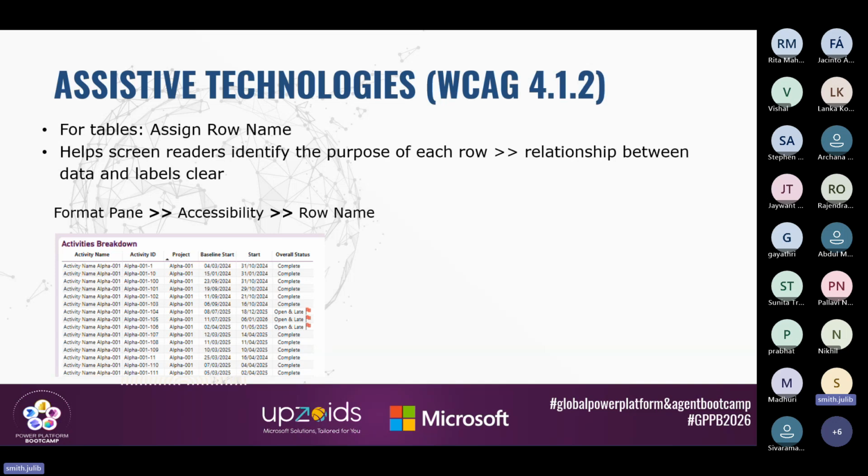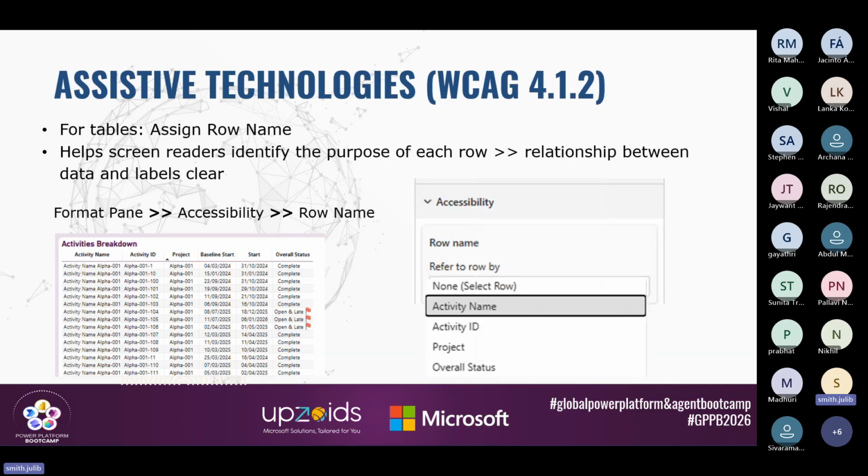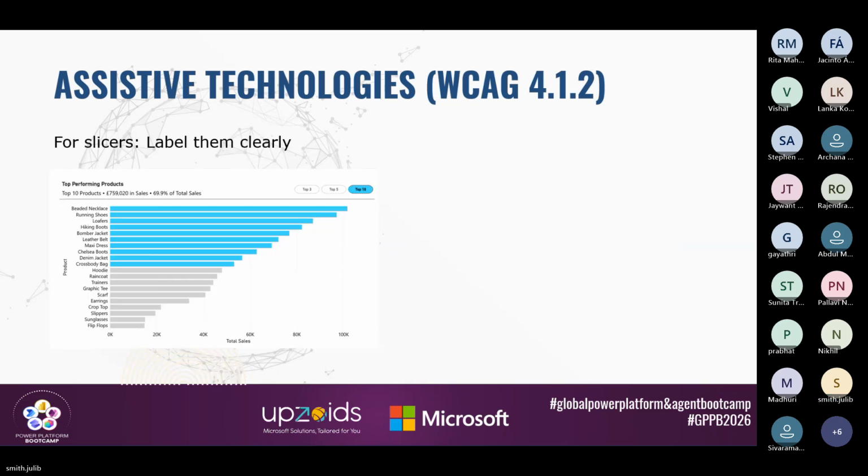And then if you're working with tables, we also have to look into the format pane under accessibility and select the row name. The row name helps the screen readers to identify the purpose of each row that you have in your table. So it's like a relationship between the data and a clear data label. And you should avoid adding codes. So if you have IDs, don't use them. Use something that's meaningful.